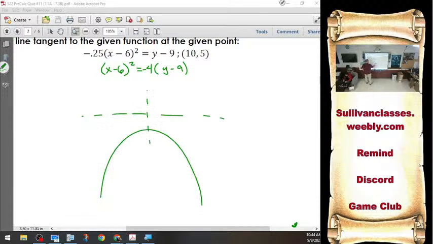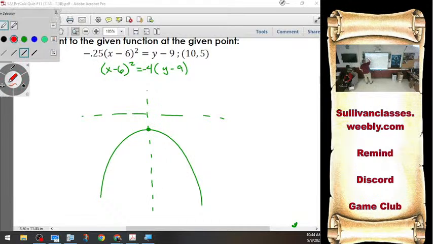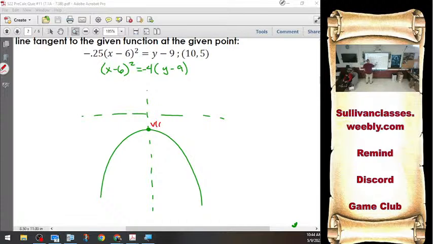Draw a generic parabola, may not be to scale. I've got a vertex at 6, 9. Focus, how do I find the focus? If 4p equals -4, then p is -1. We're going to head downtown, 6, 8. And it tells me that there's a coordinate on this of 10, 5, so write them down.